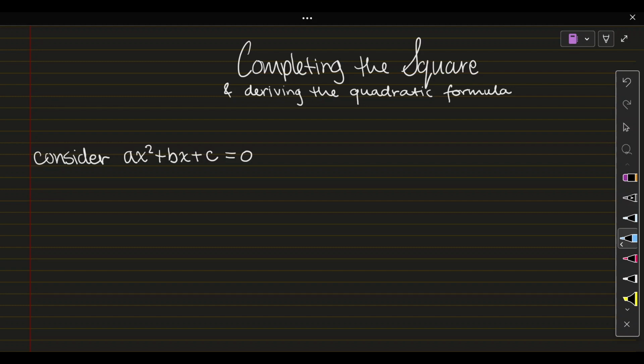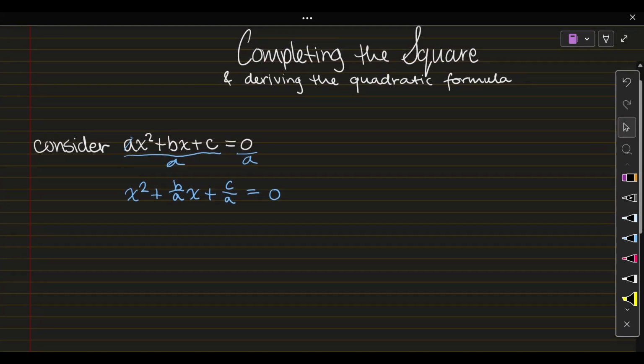So I have ax squared plus bx plus c. This is a general quadratic. And so what I'm going to do is divide both sides of this equation by a first. This gives me x squared plus b over a x plus c over a. And remember that a is not 0, so if I divide 0 by a, that just gives me 0, because 0 divided by any number is just 0.